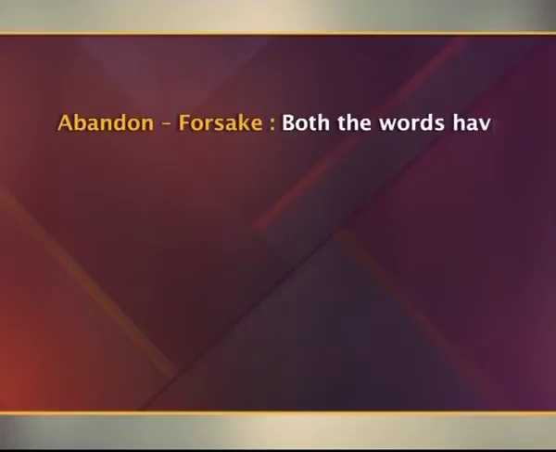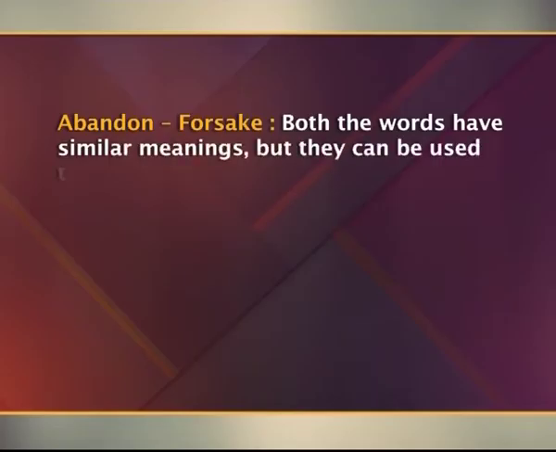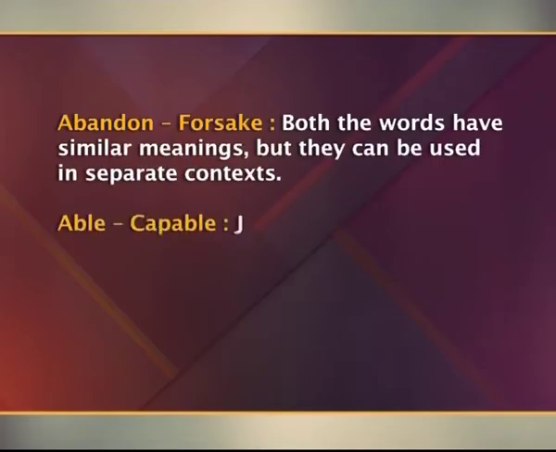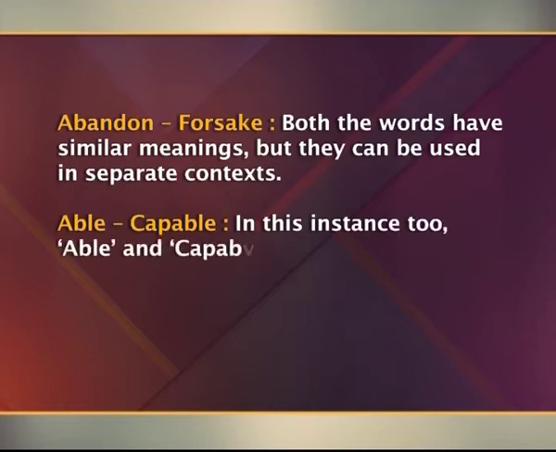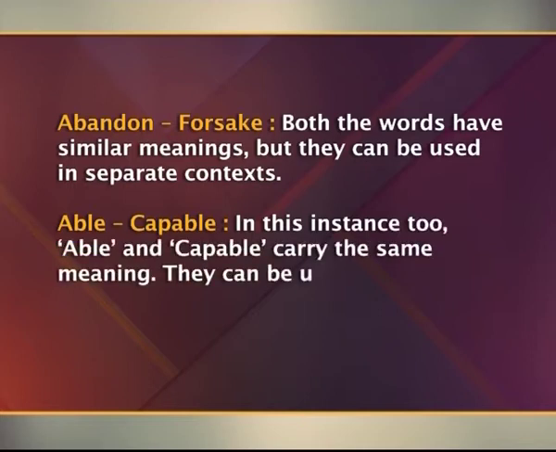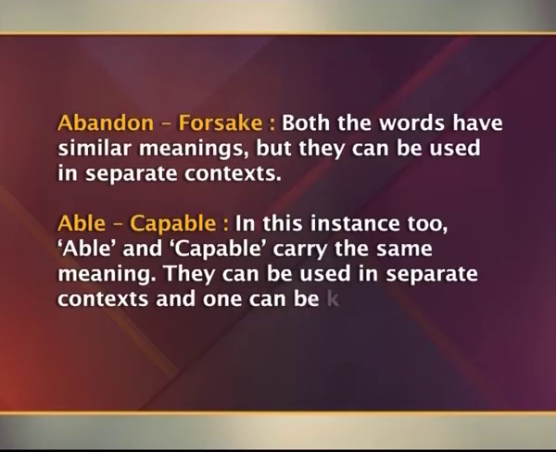Some more examples where we can see word pairs with similar meanings are as follows. Abandon, forsake. Both the words have similar meanings, but they can be used in separate contexts. Able, capable. In this instance too, able and capable carry the same meaning. They can be used in separate contexts and one can be better sounding than the other. The following examples also show pairs of words with similar meanings. But the words can be used separately in different contexts.